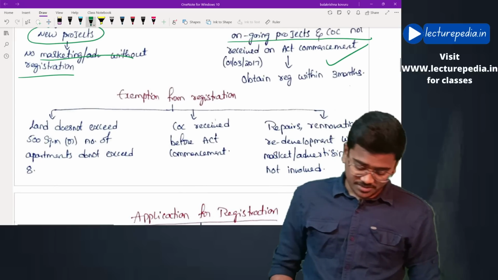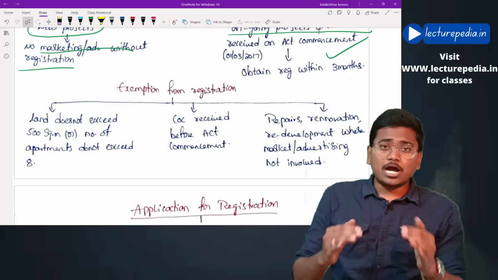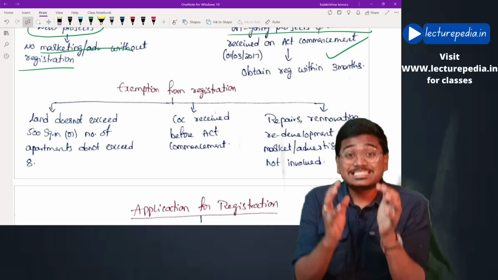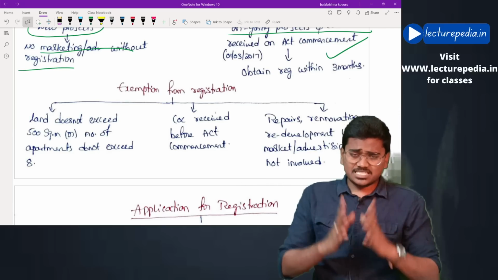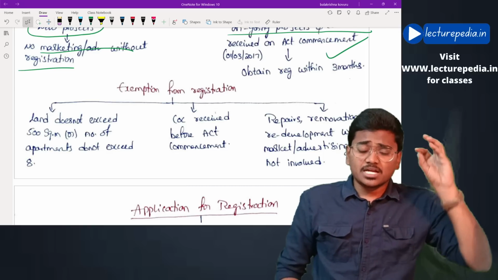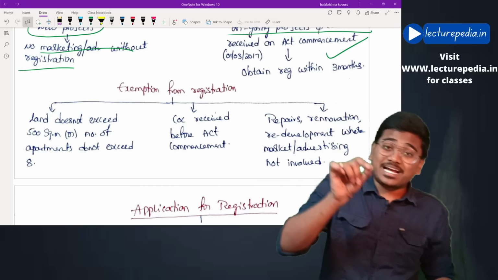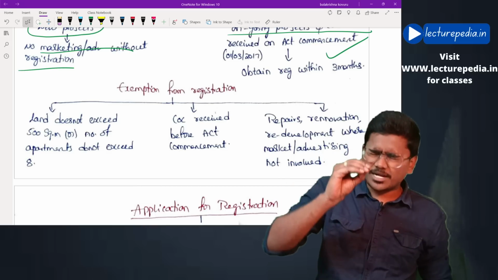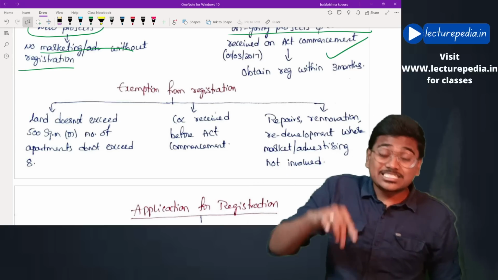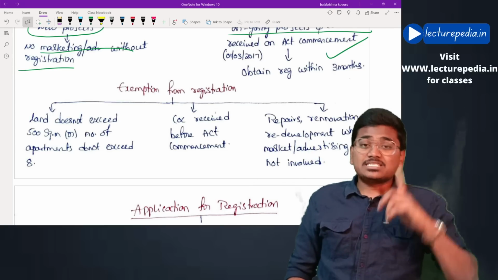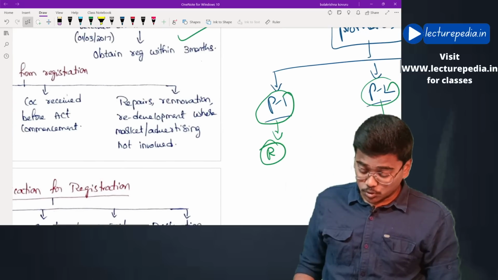Next, exemption from registration. Now tell me whether all real estate projects have to get registration, or are there any exemptions from getting this registration? The answer is there are certain exemptions. First exemption: the area in which you are developing the apartments does not exceed 500 square meters, or the number of apartments that you are going to construct does not exceed 8. If any of these conditions is satisfied, then you need not obtain registration. What are the 2 conditions?